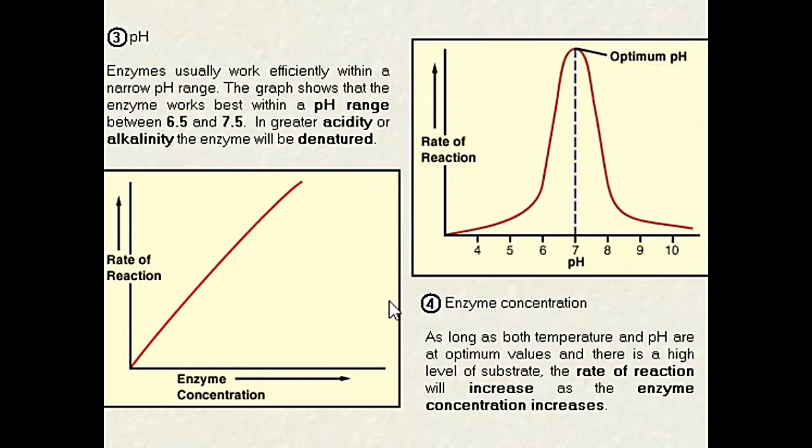4. Enzyme concentration. As long as both temperature and pH are at optimum values and there is a high level of substrate, the rate of reaction will increase as the enzyme concentration increases.